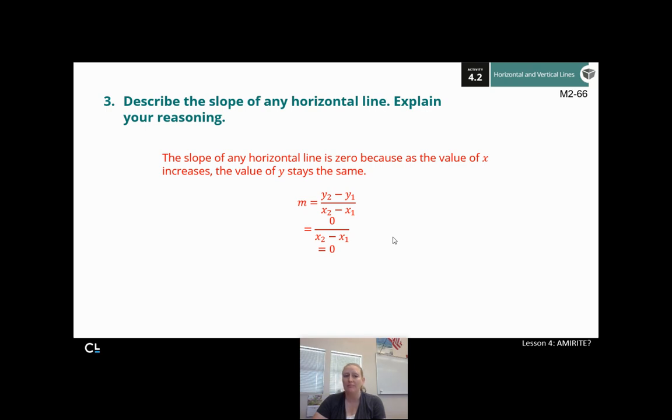Sure enough, anytime you got a flatliner there, looks like your poor line died, it has a slope of 0. Horizontal lines always have a slope of 0 because there's no difference in your y value. There's no difference in the y at all. And 0 divided by anything is 0. So we have a 0 slope.